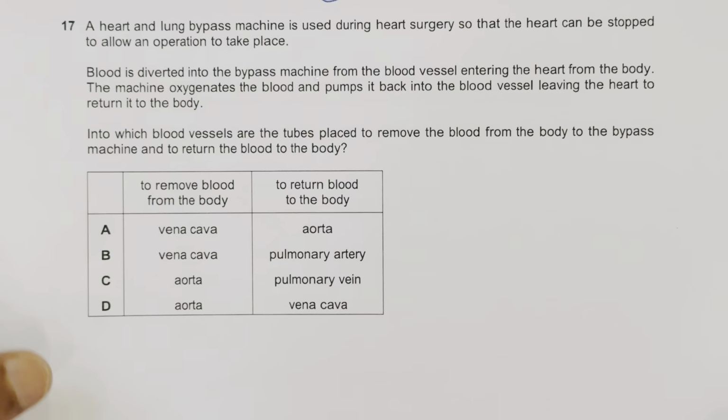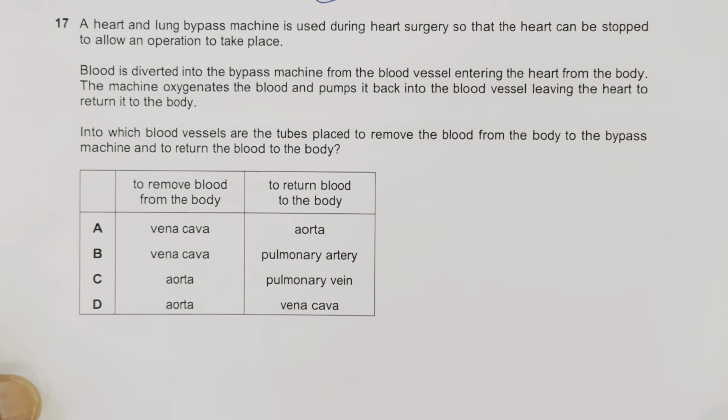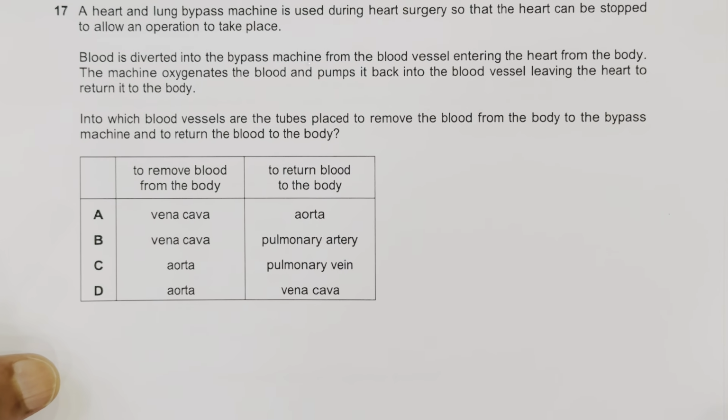Moving to question number 17. A heart and lung bypass machine is used during heart surgery so that the heart can be stopped to allow an operation to take place. Blood is diverted into the bypass machine from the blood vessel entering the heart from the body. The machine oxygenates the blood and pumps it back into the blood vessel leaving the heart to return it to the body. Into which blood vessel are the tubes placed to remove the blood from the body to the bypass machine and to return to the body?